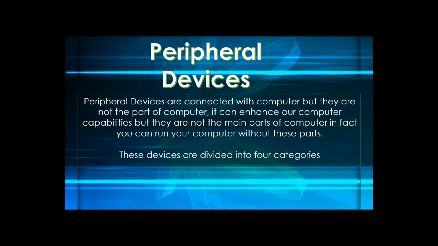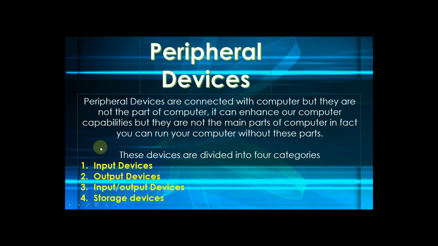We have four categories. These devices are divided into 4 categories. Number 1 is input devices, number 2 is output devices, number 3 is input output devices, and number 4 is storage devices. So what about these categories? Let's find out and learn about these categories one by one.